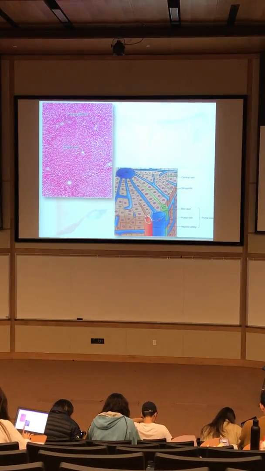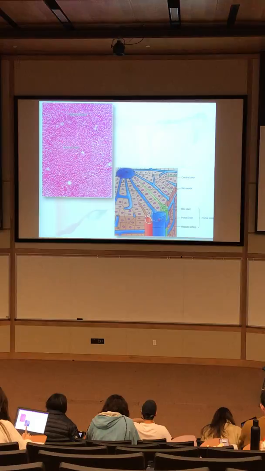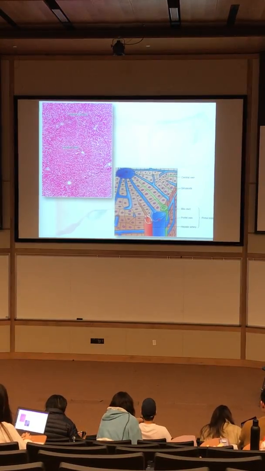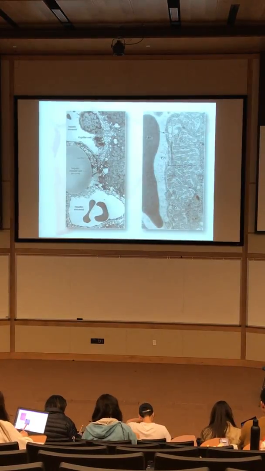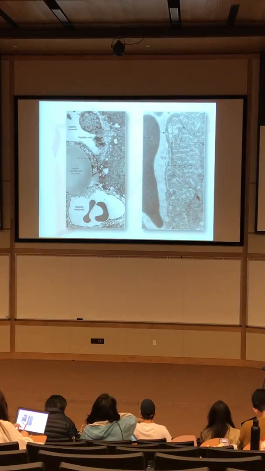And then the hepatocytes are also producing bile, which is going to flow in these little bile ductules to these bile ducts and then out of the liver later on. Okay, so we'll get to the bile later. So here are two electron micrographs.